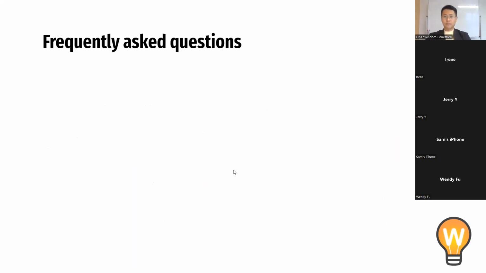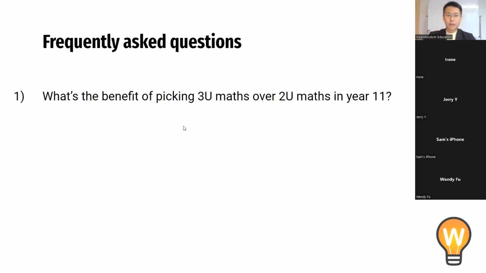Okay, frequently asked questions. One, what's the benefit of picking 3 unit maths over 2 unit maths in year 11? The short answer is the scaling on 3 unit maths is much greater than 2 unit maths, and provided that you do well in 3 unit maths, the impact it has on your ATAR will be significantly higher than 2 unit maths. And also in 3 unit maths, there's going to be a lot of overlap in the topics. So if you pick 3 unit maths, the techniques you learn in solving those questions will greatly help you in solving the 2 unit questions.